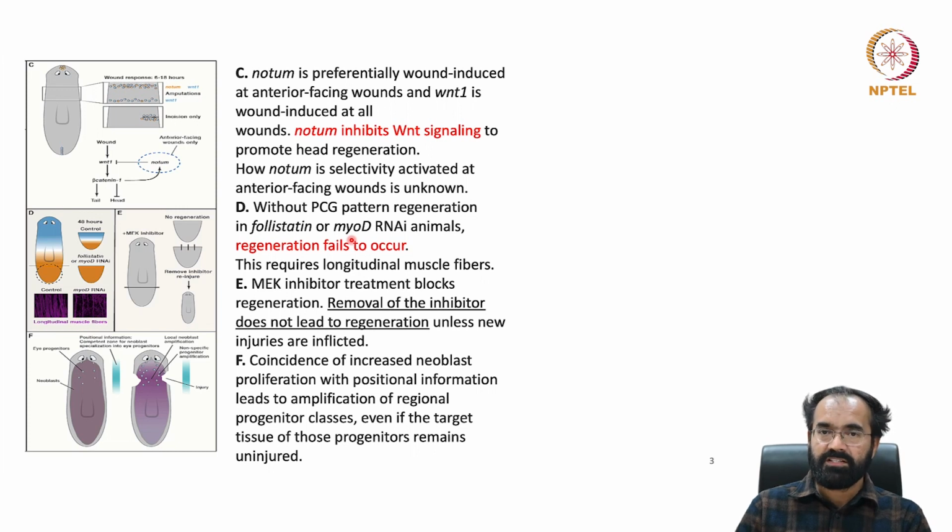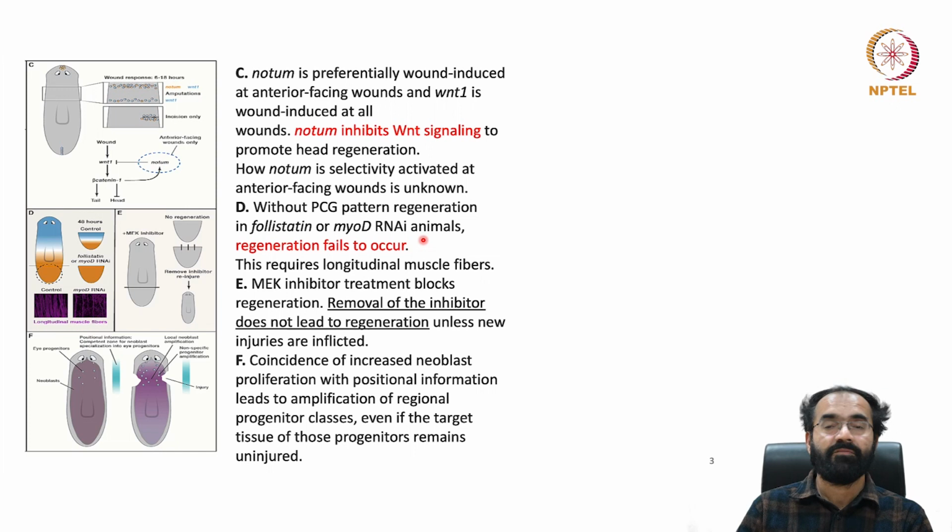If you knock down follistatin, say you are not letting follistatin RNA do its job, or protein production from this RNA using RNAi, if an anterior most portion fragment is there, that will remain as it is. It is not going to replace the lost posterior part. Means planaria did not know, yes, I am injured. So follistatin is the one which helps. Without PCG pattern, regeneration fails in follistatin and myoD RNAi animals.